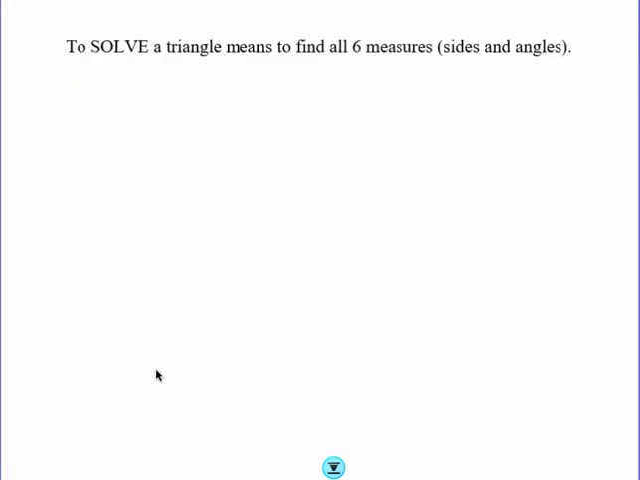First, to solve a triangle needs to find all 6 measures, the 3 sides and the 3 angles. A couple of notes. First, we are going to round our final answer to 3 decimal places.